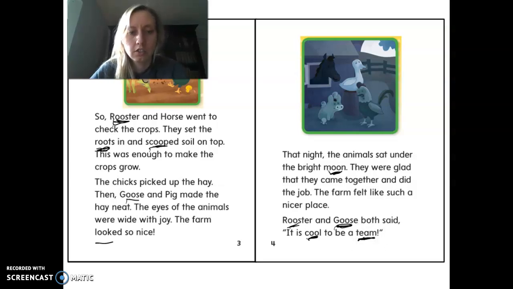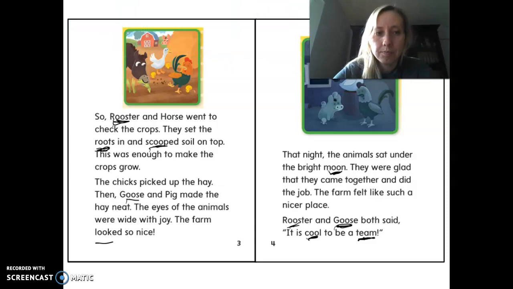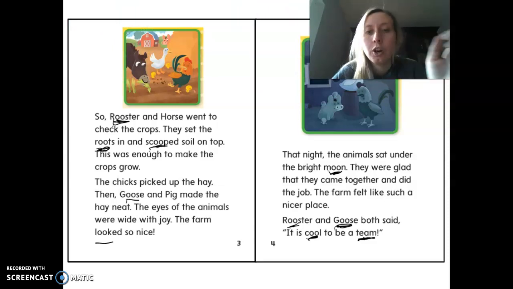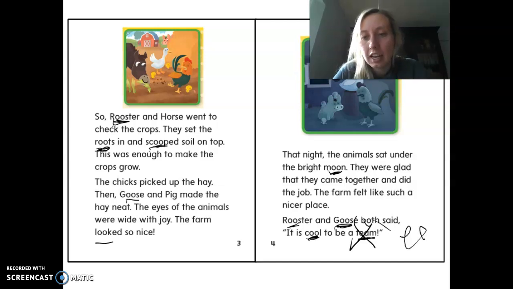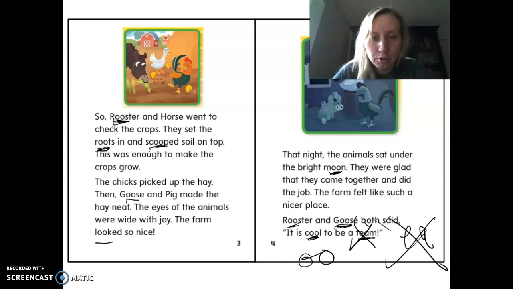Okay, so there are lots of oohs going on. No, not ooh. Cool, team is not right. Sorry, guys, it's tricky for me too. It is cool to be a team. So EA is team, but we're not working on E. We're working on U. Moon, cool, roots, scooped, rooster, goose, looked.